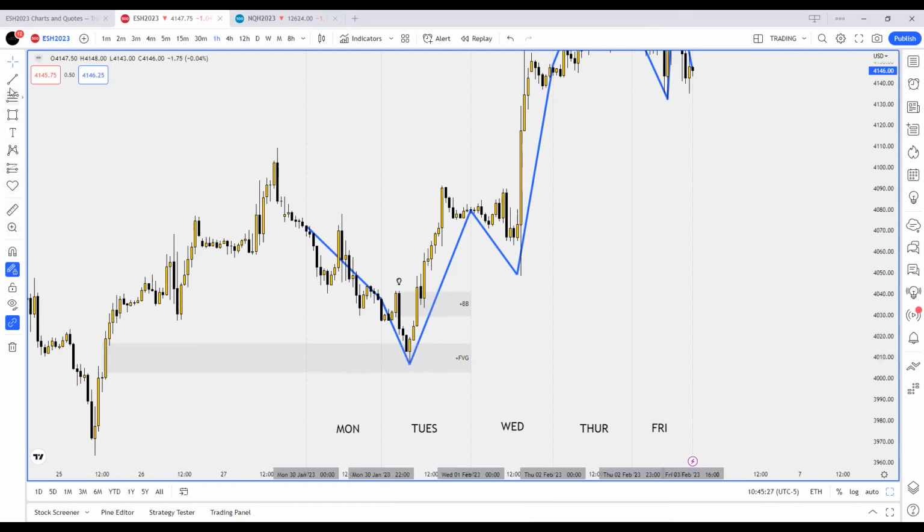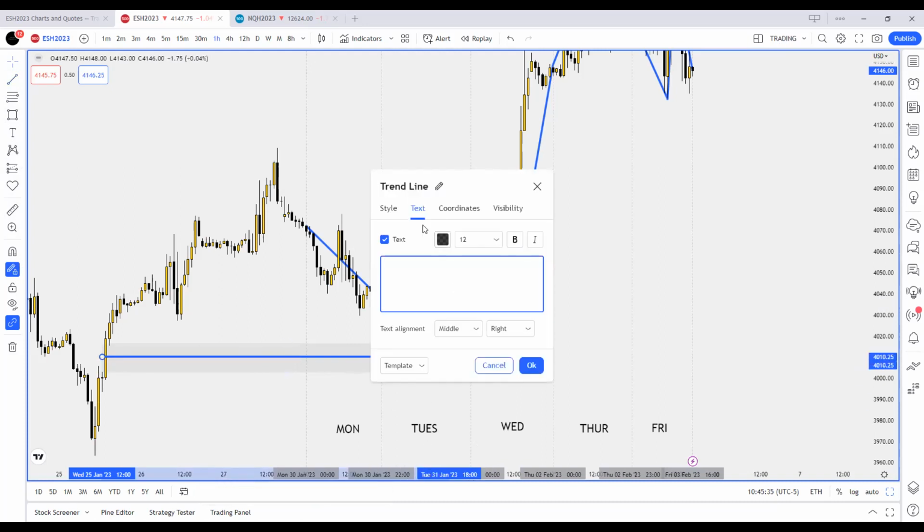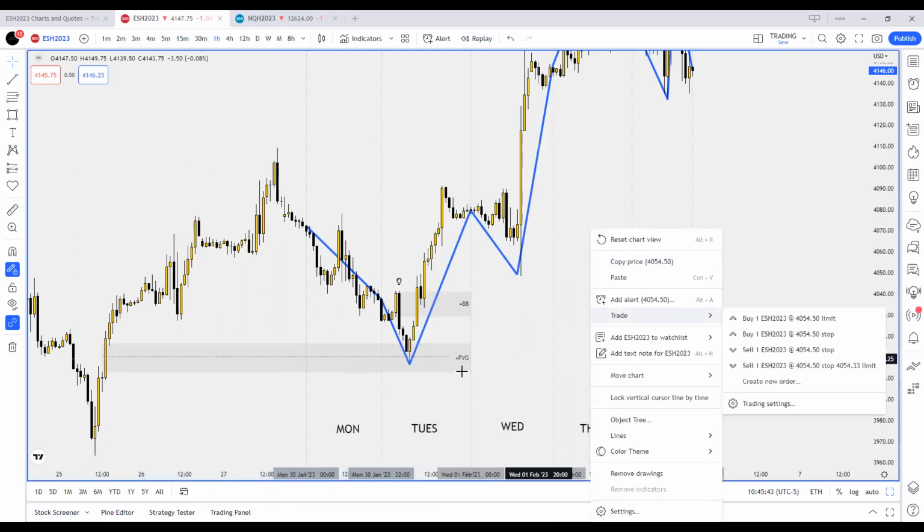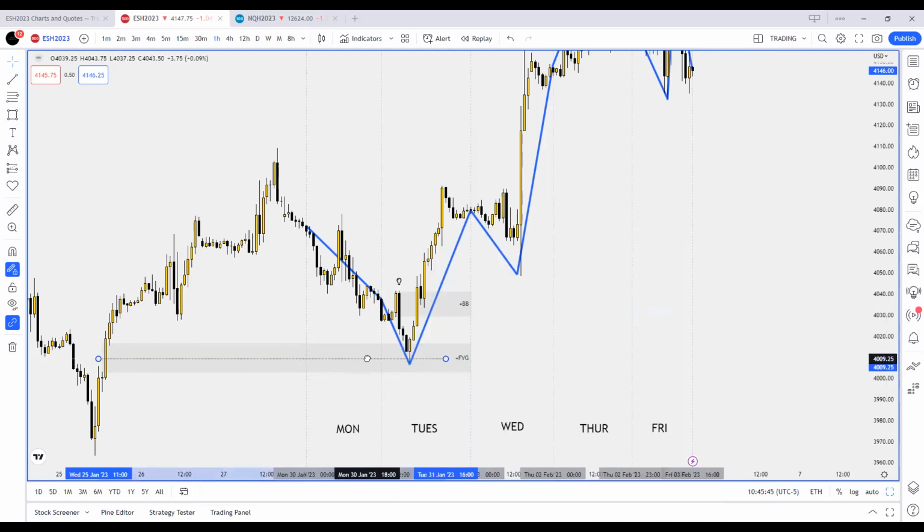I would also utilize the consequent encroachment. It's not going to be perfect because I didn't do that one, but I gotta get rid of this blue again. So yeah, utilizing the consequent encroachment of this free value gap, obviously we nick it.